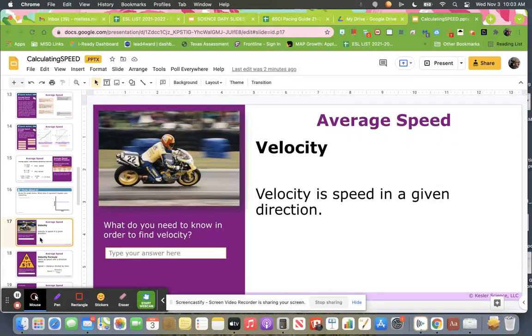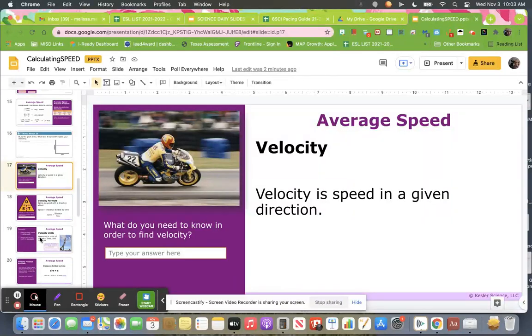So velocity. Velocity is speed in a given direction. If you ever hear a commentator on a sportscast talk about the pitcher's velocity, you have to remember that it's speed in a given direction. They're pitching to that batter, to that catcher's mitt. That's speed in a given direction. Same thing with this motorcyclist, speed in a given direction. Same thing with race car drivers, speed in a different given direction.